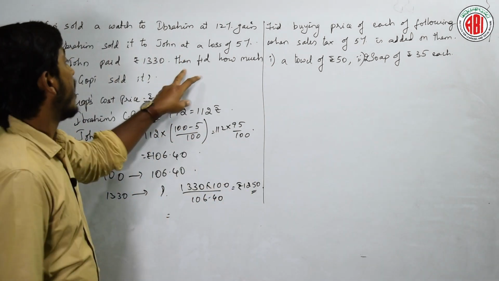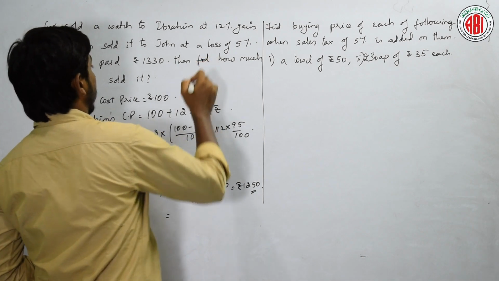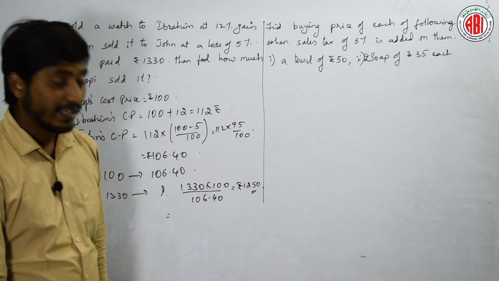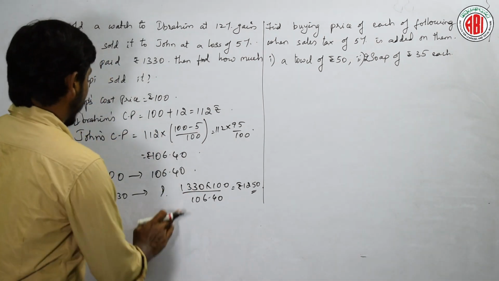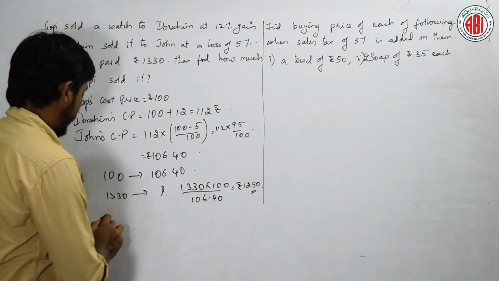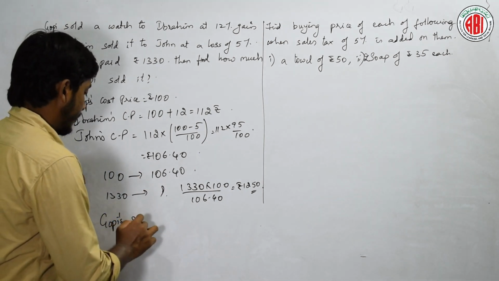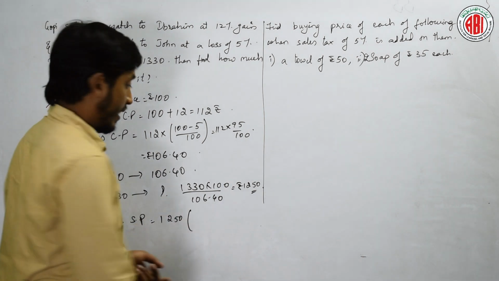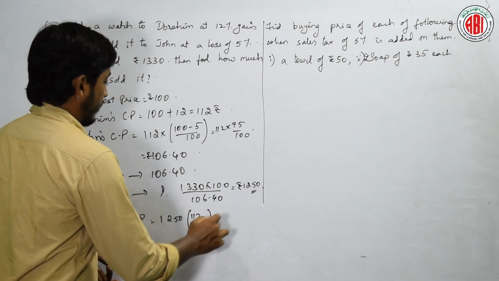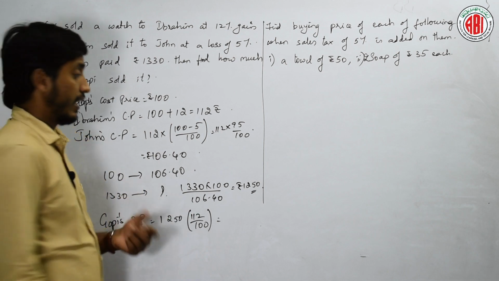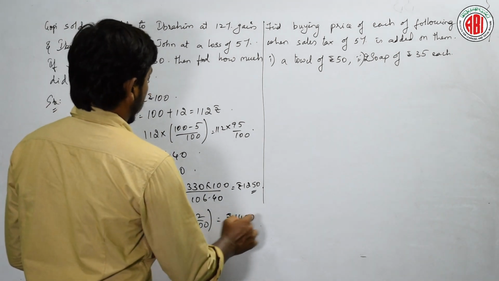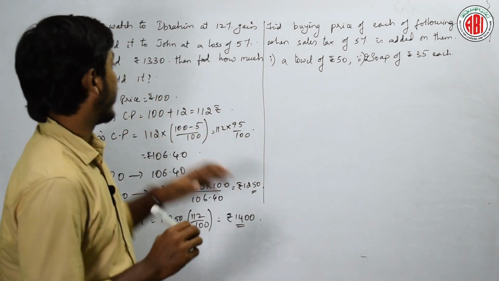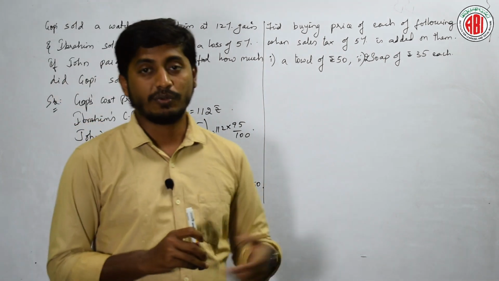Next, he is asking, find how much Gopi sold it for. Again we have to go till here. How do we calculate? That is 112%. With 112% we have to find the SP, Gopi's SP, that is equal to 1250 into 112%. Just multiply and calculate, and that will be our 1400 rupees. Clear? Did you understand? You have to write stepwise. Clear? Shall we do the next problem?